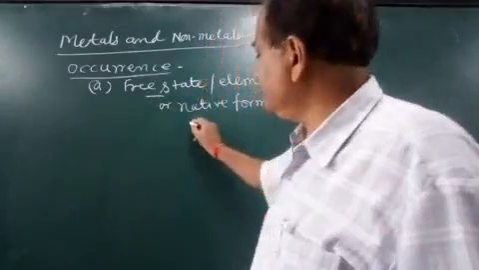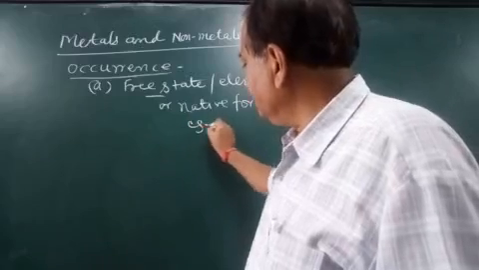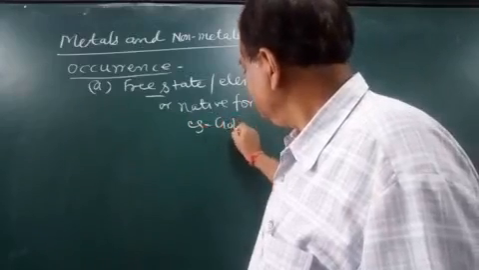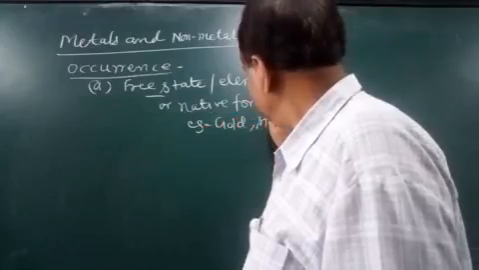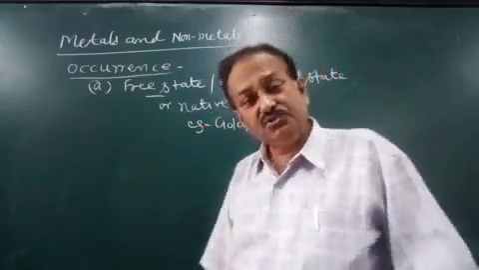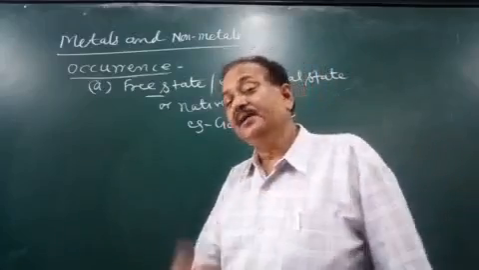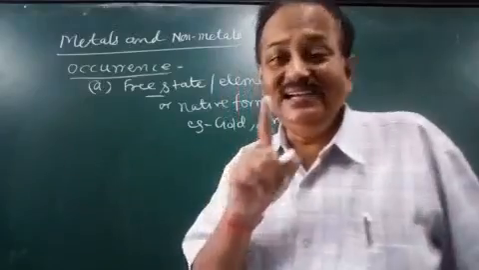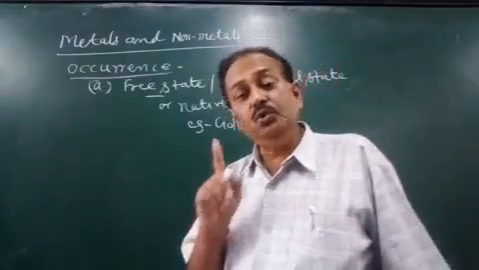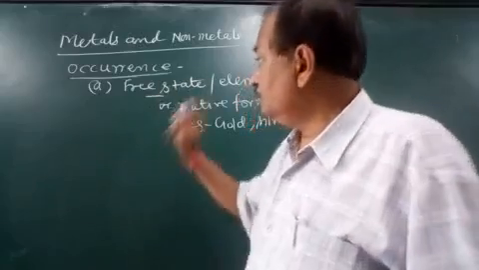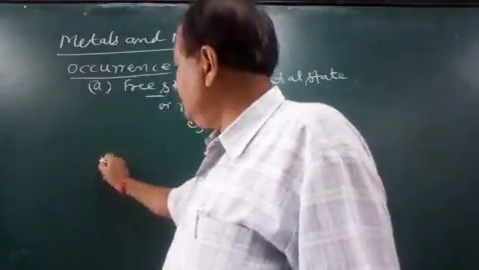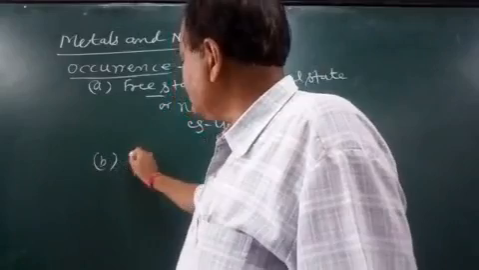And the metals found can be gold, silver only. No other metals are found in elemental form, only gold and silver, because they are least reactive. They are noble metals. So this is one point. Now the second, combined state.